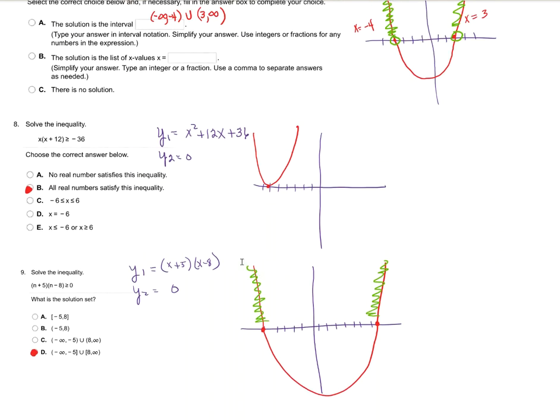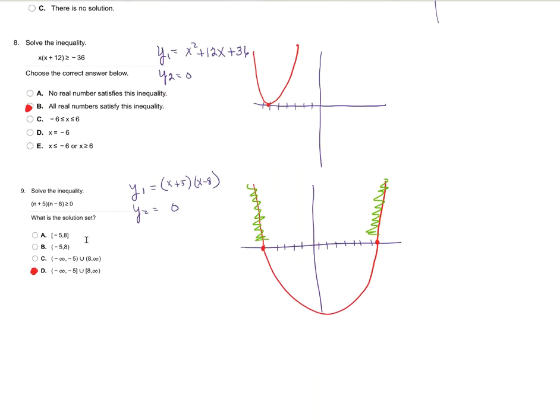All right, number 8. Now this one's a little bit different. So when you move the 36 over, you've got that. When we see the graph, it comes down, it touches right there and goes back up. And this is greater than or equal to. So there's a closed-in circle where it hits. But every part of the graph is above the x-axis, including that dot right there. So that is all real numbers. All real numbers.